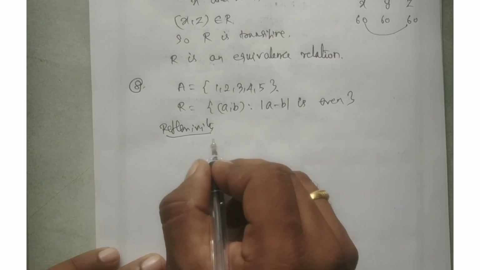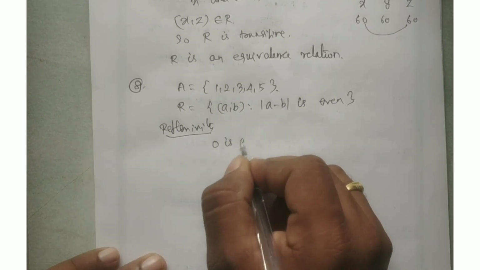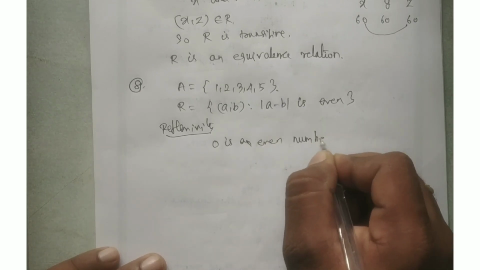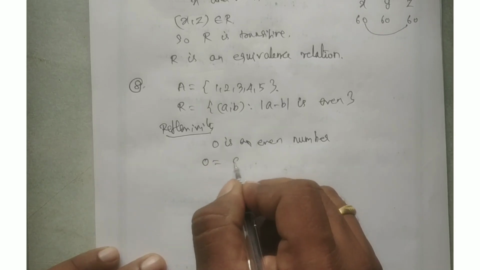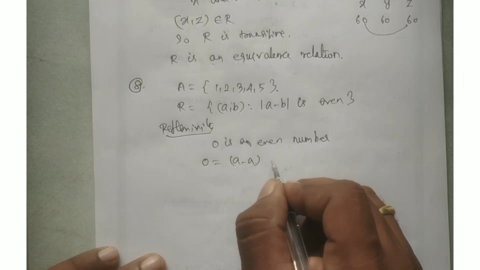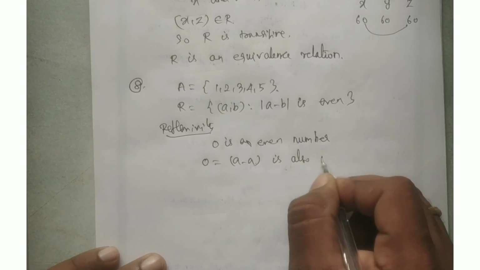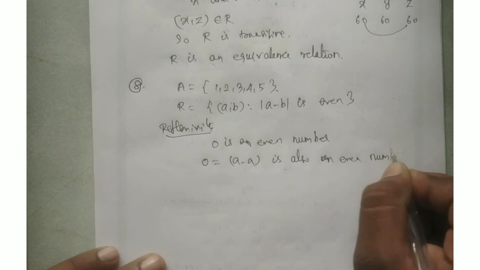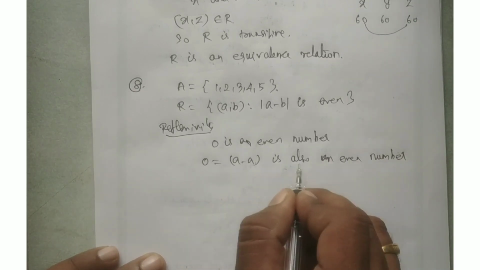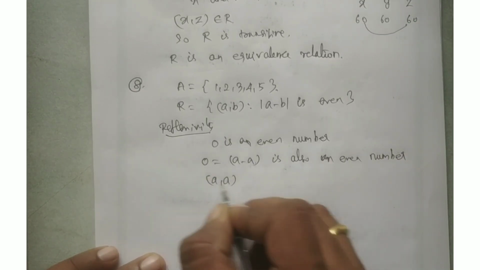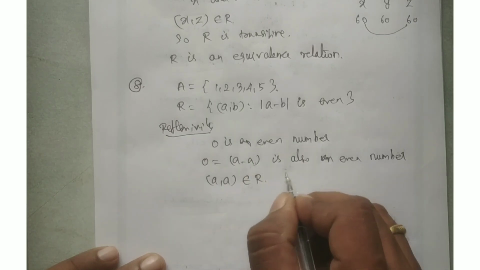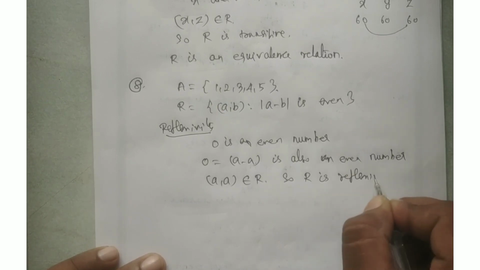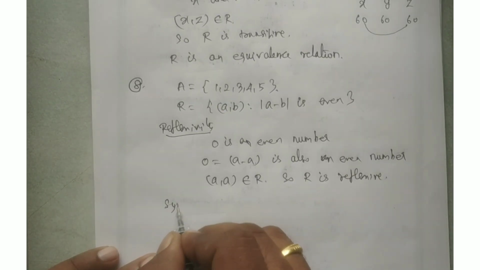Clearly we know that 0 is an even number. So 0 can be written as A minus A. So A minus A is also an even number. So I can write that A minus A is an even number, means I can say (A, A) belongs to R. So R is reflexive.